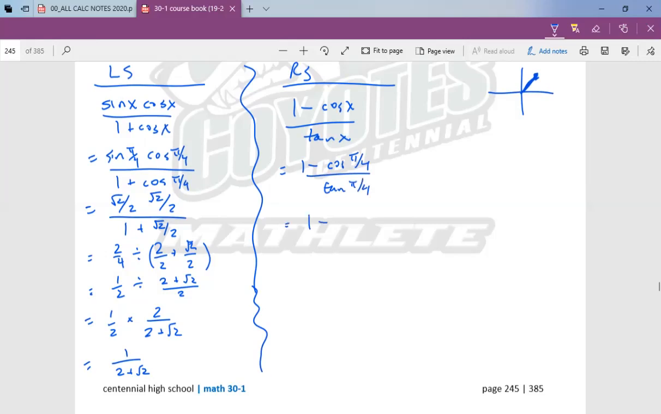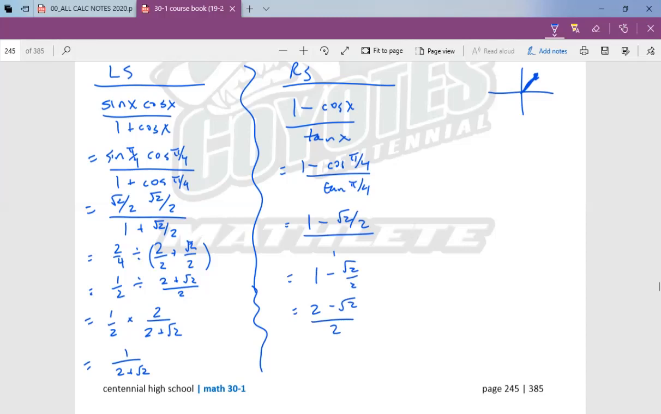This ends up being 1 minus root 2 halves over root 2 halves is just 1. Or sorry, tangent of pi quarters is just 1. And then we end up with, so if this is just 1 minus root 2 over 2, this is equal to 2 minus root 2 over 2. And these things look very different.